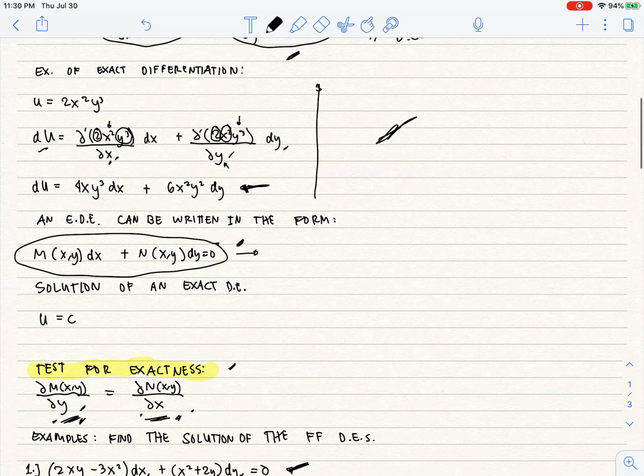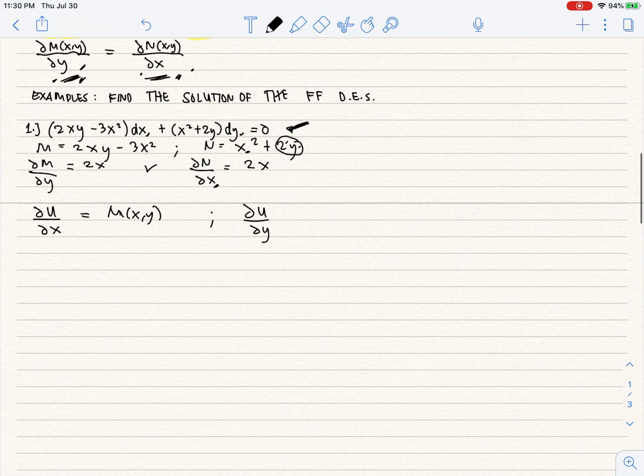which is equal to N of x and y, or just N. Okay, so let's start with the first part. Remember, we are solving for the value of u. Since it is inside the derivative, we integrate to remove it here. But first, we insert the value of M, and then we move it here. That is the integral. Okay?